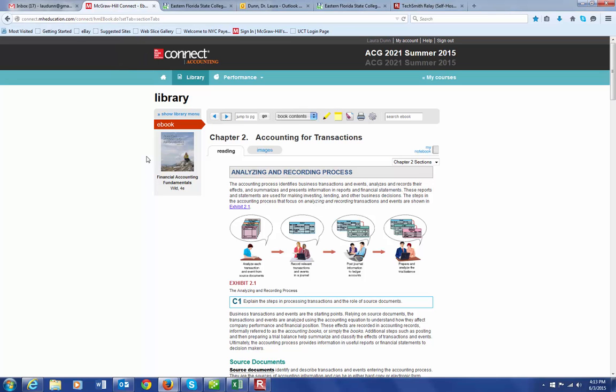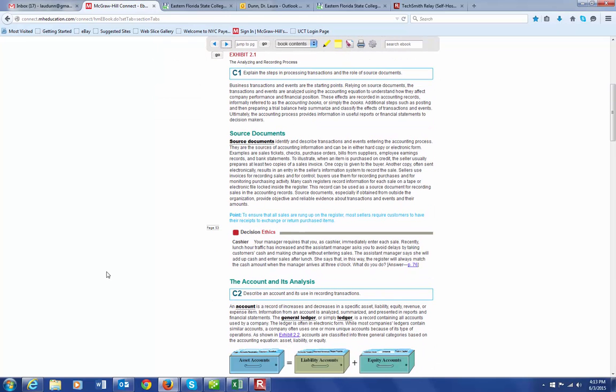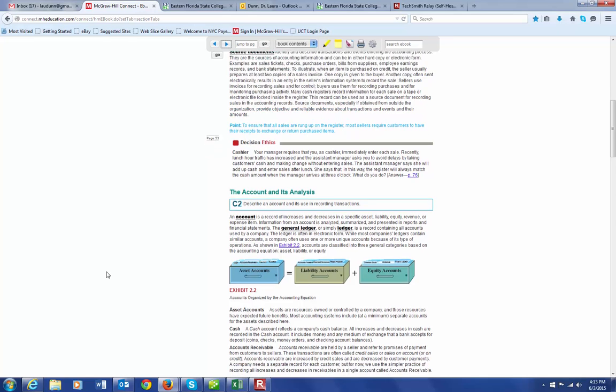Now we're going to move on to Chapter 2 and talk about the different types of accounts in a bit more detail. In Chapter 2, they begin to explain how to go about recording a transaction in accounting. But the first thing you have to understand are the types of accounts that exist and how you go about increasing or decreasing those accounts.